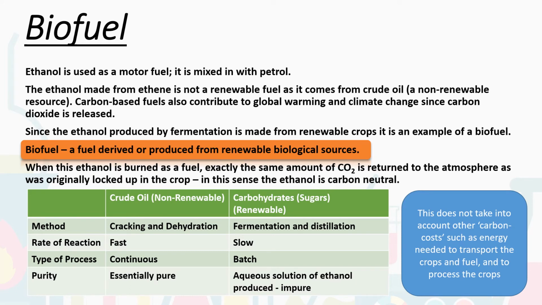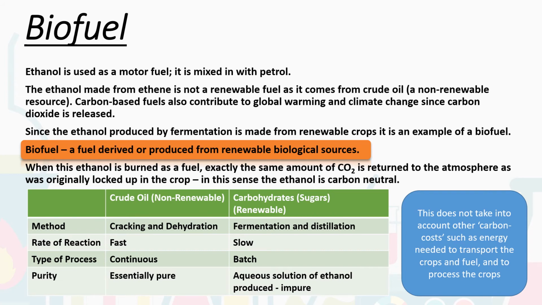Now, when this ethanol is actually burnt as a fuel, as we'll see on the next slide, the exact same amount of CO2 is returned to the atmosphere as was originally locked up in the crop. So while we're releasing CO2 by burning this ethanol, we've actually taken in the CO2 at the start. So the overall CO2 net production is zero. We talk about this thing being carbon neutral. It's not produced any more CO2 than it took in the first place.